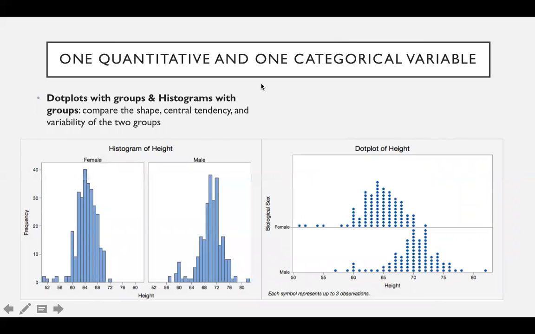So next, each of these shows a dot plot with groups and histograms with groups. These are good at comparing the shape since they're in a graphical form, unlike a box plot. They also show the central tendency and the variability of the two groups, so standard deviation.